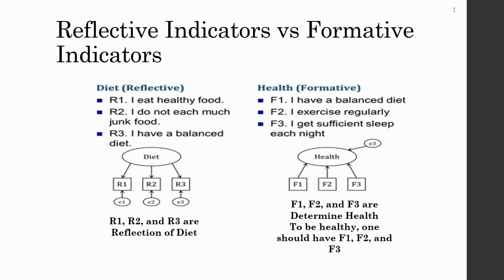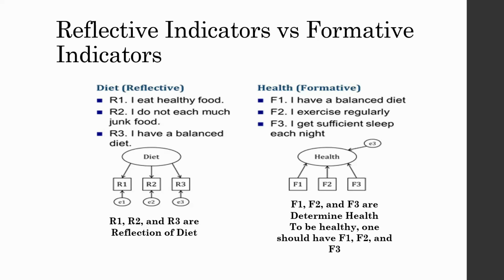Okay, now diet can be reflective. Why reflective? I eat healthy food. I do not eat much junk food. If somebody is not eating much junk food, then obviously they are eating healthy food. Or rather, if they are having a balanced diet, this means that they are eating healthy food. So one item can cover up for the other. So this makes it reflective.